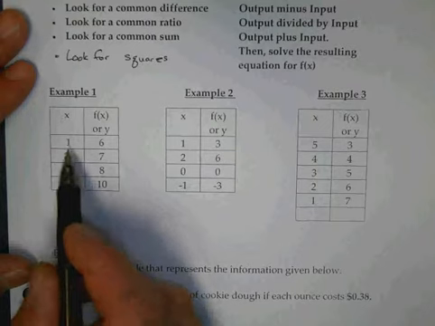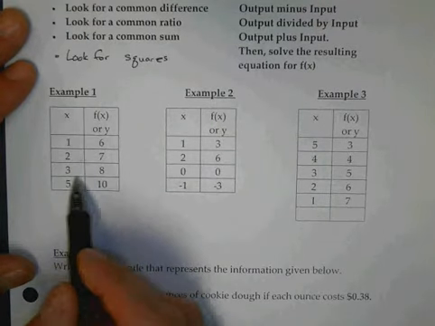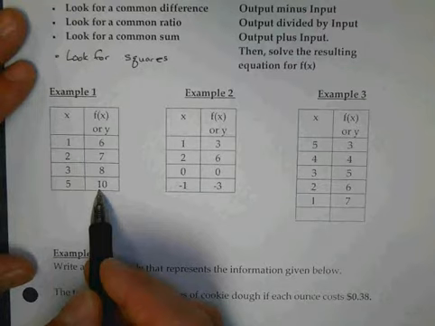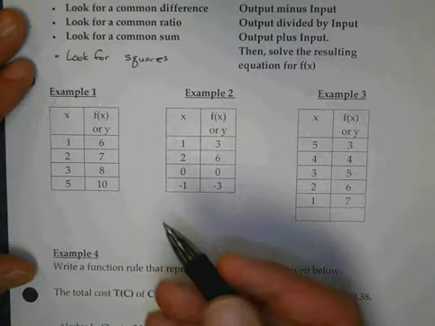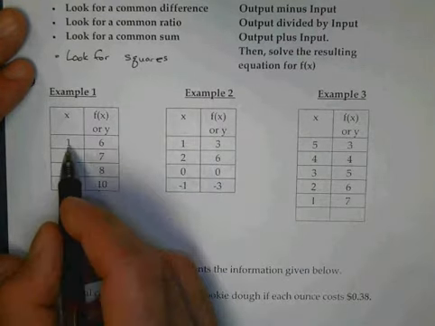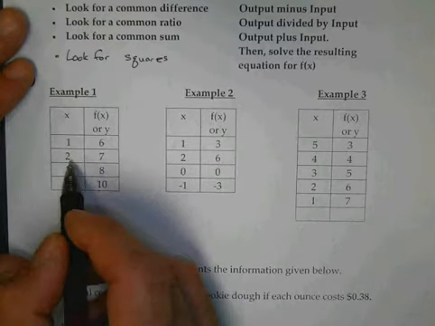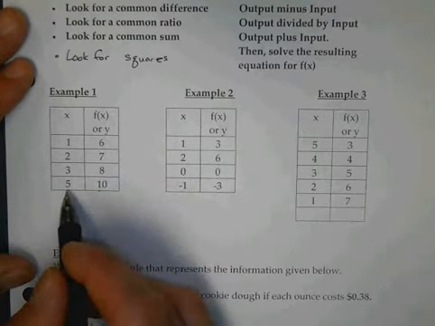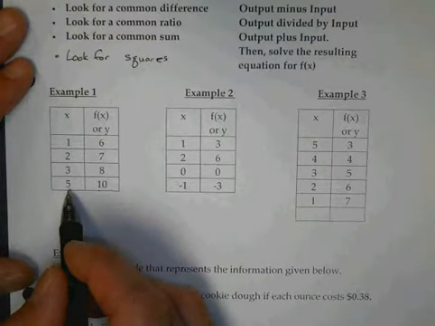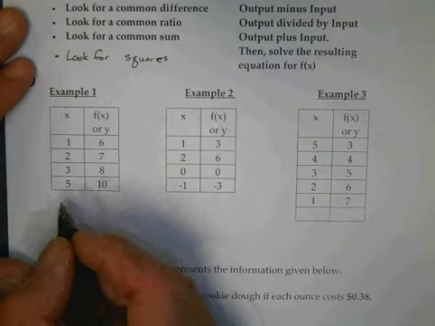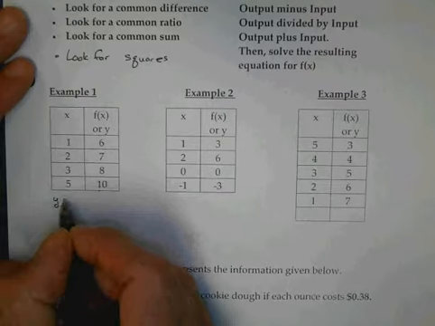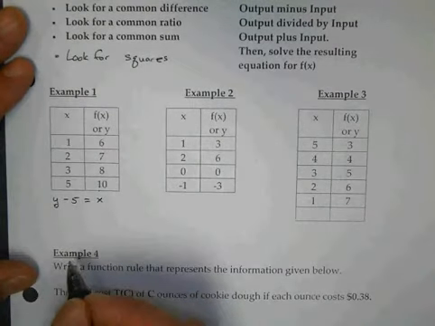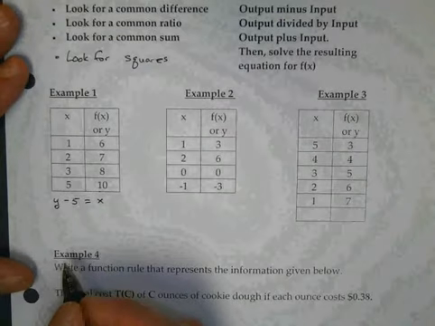Look for a pattern. 1 to 6, 2 to 7, 3 to 8, 5 to 10. Do you see a pattern? What's the common difference? 5, because 6 minus 1 is 5. 7 minus 2 is 5. 8 minus 3 is 5. 10 minus 5 is 5. So the common difference is 5. So you could say y minus 5 equals x, right? That would be one way to write it.